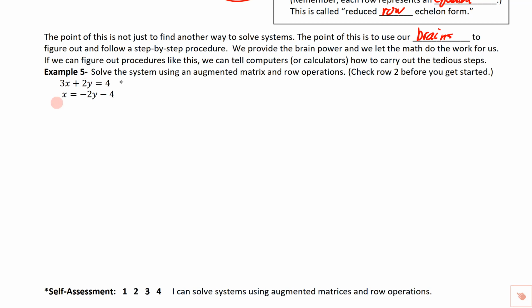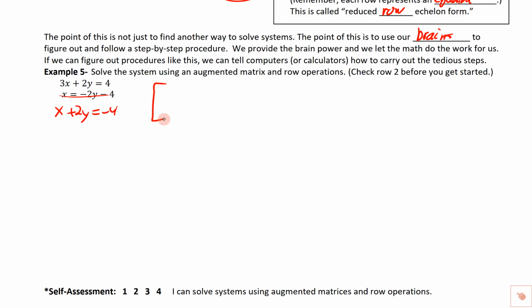So on example 5, again, it says solve using an augmented matrix and row operations. It does give us a little hint here. Check row number 2. There's a problem with equation number 2 here because it's not written in the correct order. We've got to have the x and y on the same side and then the number answer on the other side. So here's what we're going to do. We're going to move that over there. So this is going to be x. We would add 2y to both sides, and then we'd leave the negative 4 over there. So we're going to replace that one.